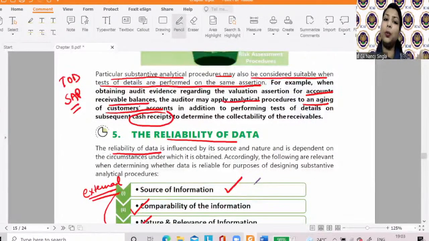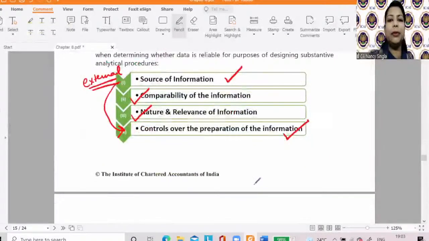Analytical procedure. But with respect to recoverability, उसके लिए तो cash receipts को अच्छे से check करना पड़ेगा ना. ठीक है. Reliability of data depends upon source of information, comparability of information. I told you apple to an apple ना. अगर broad industry data है उसको supplement करना पड़ेगा in order to make it comparable. Nature and relevance. Here we discuss about budgets.